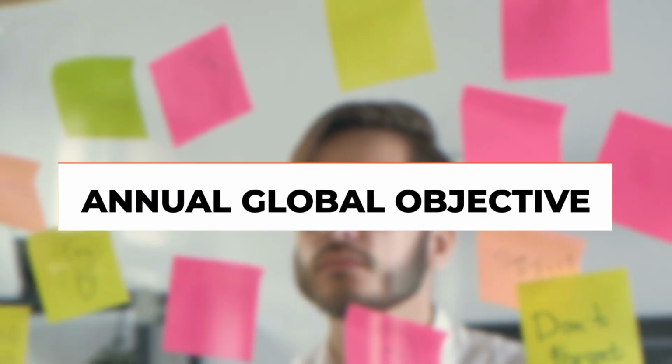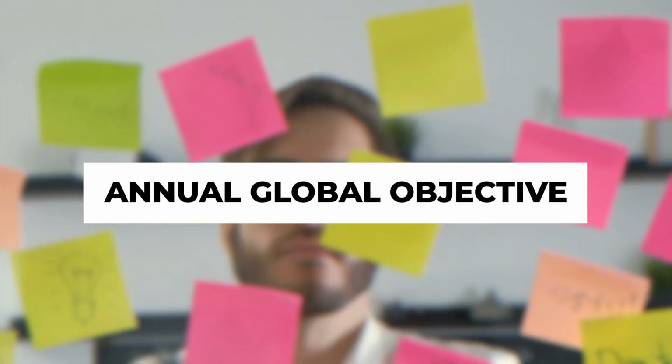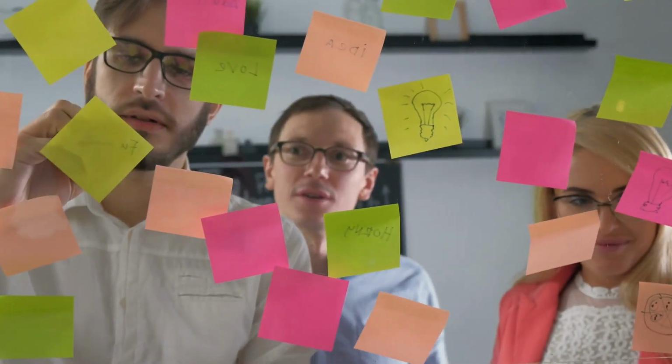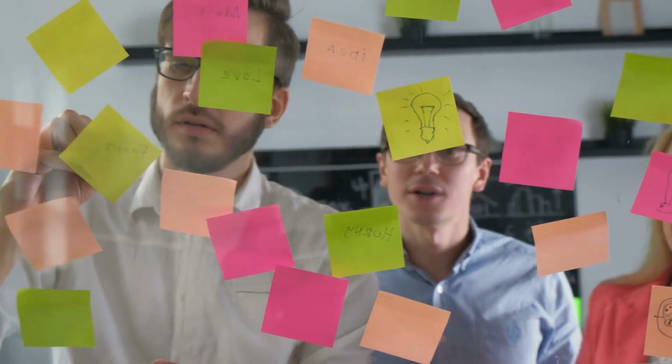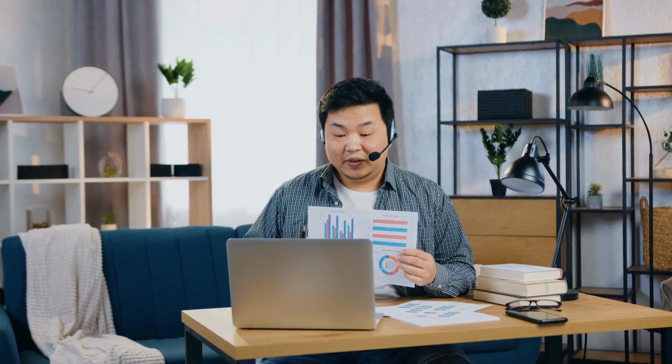Here's how it works. Annual global objective. Start by setting a big-picture objective for the entire year. This should be a significant company-wide goal that you aim to achieve. For example, achieve a 25% increase in annual revenue.